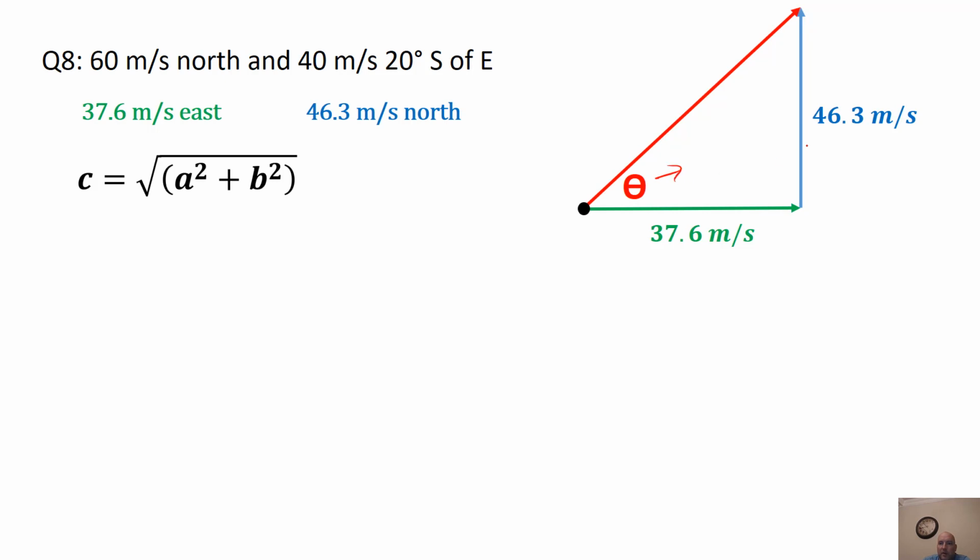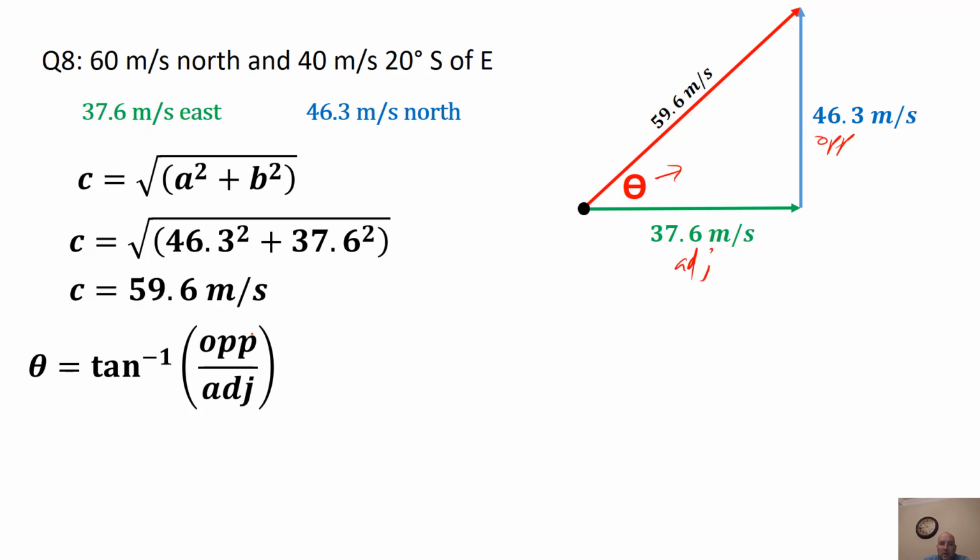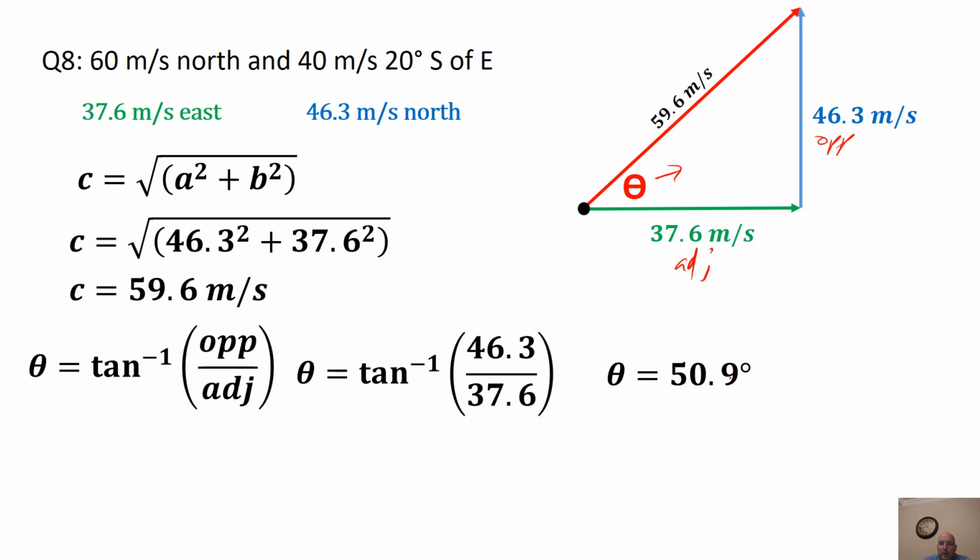But once again, this angle makes that the opposite. This is the adjacent, which is important for your inverse tangent. So we plug in our sides, 46.3 squared, 37.6 squared. We add those two together, take the square root of it, and we're going to get 59.6 meters per second. Let's get meters per second because we were given meters per second in the question in the first place. Now we want to find the angle right here. We're going to take the opposite, 46.3, inverse tangent of 46.3 over 37.6. And we'll get 50.9 degrees. So this is going to end up being 50.9 degrees.